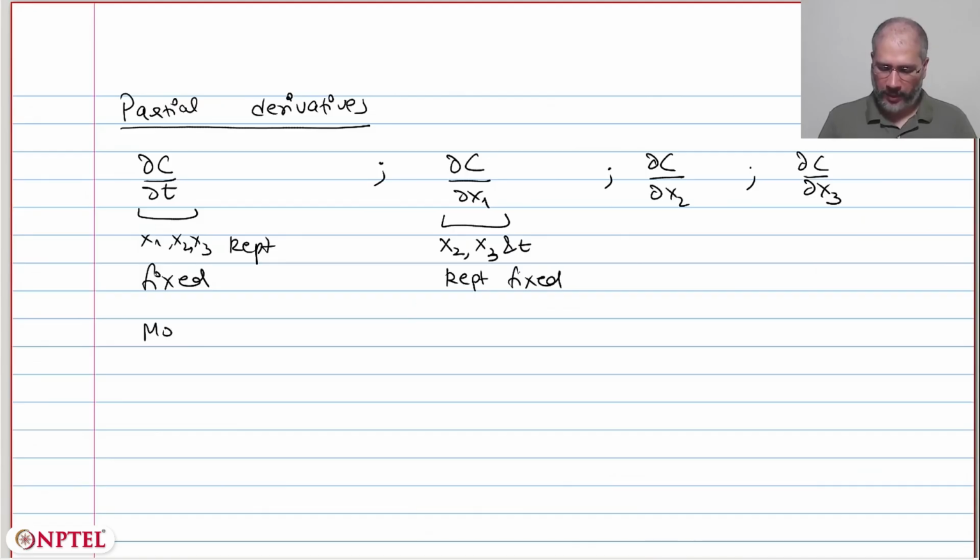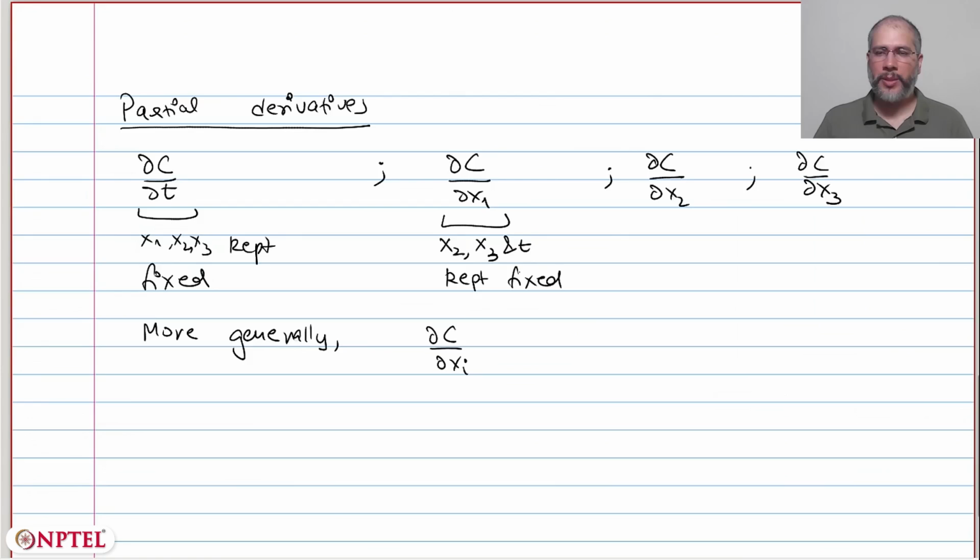Now more generally, if I was talking about the partial derivative of C with respect to some spatial coordinate, I could write del C by del xi. So what that means is that I could substitute any value for i and that would give me the partial derivative of C with respect to that spatial coordinate. So I can use an index here and that would be allowed, and this would be a general representation of a spatial partial derivative of the variable C.